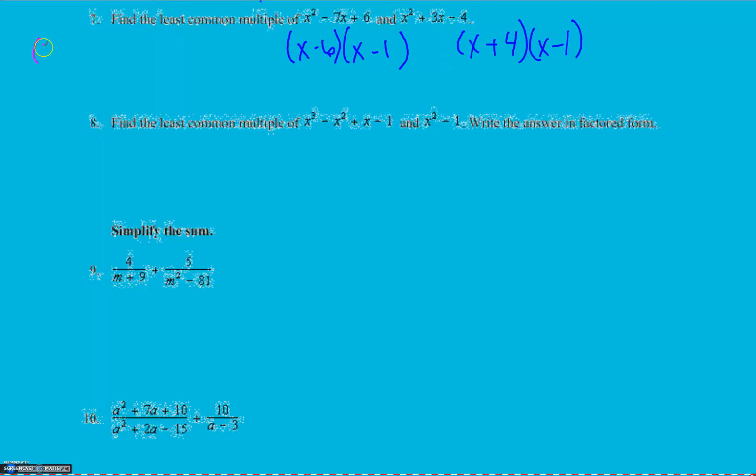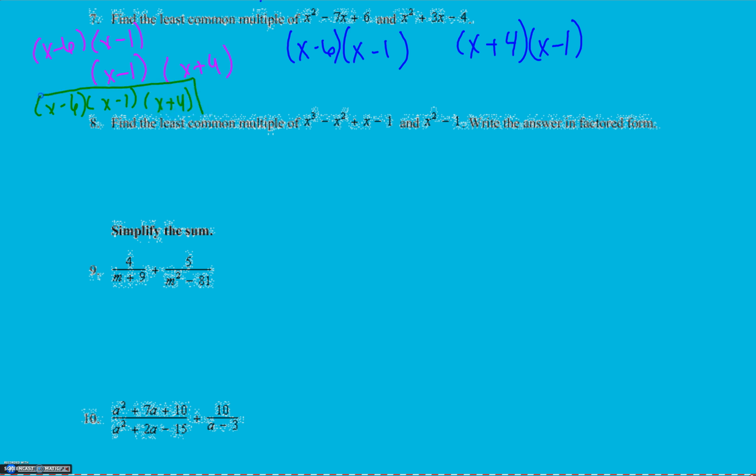I'm going to make an x minus 6 column and an x minus 1 column. Then I'm going to make an x plus 4 column in my second row for my second polynomial and an x minus 1 column. Now I pick the most times that they occur in any individual polynomial. So the most that x minus 6 occurs is once. The most that x minus 1 occurs is once, even though it's in both. And the most that x plus 4 occurs is once.